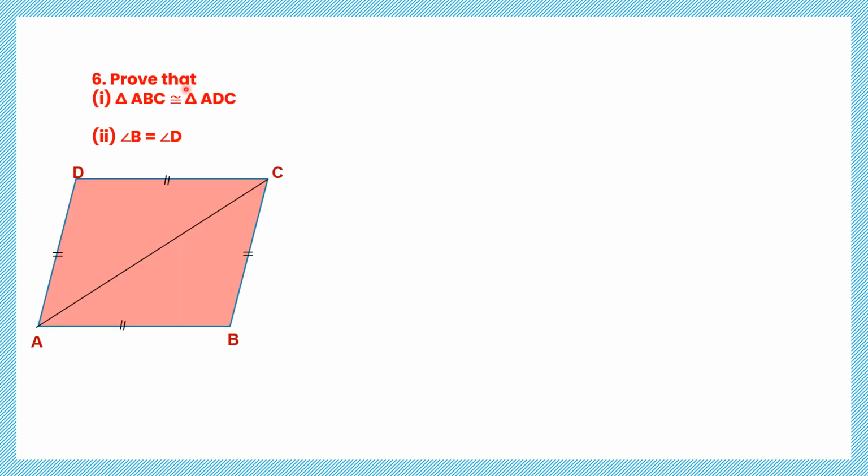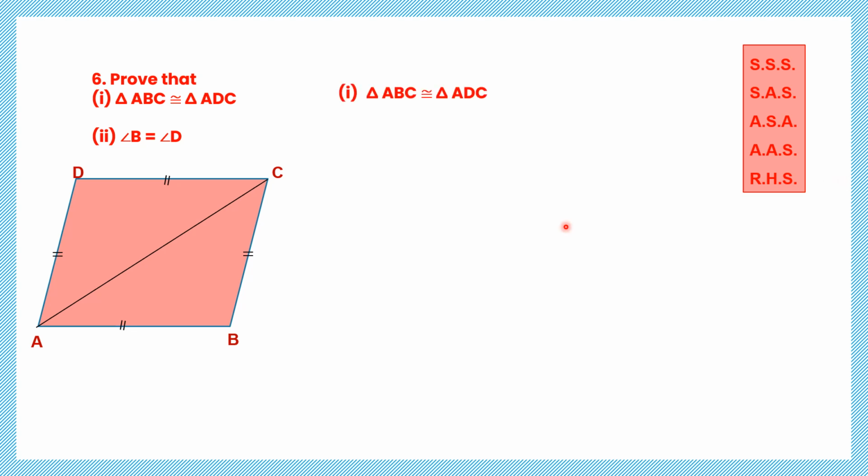Question 6. Prove that triangle ABC is congruent to triangle ADC. So we have ABC. We have to prove that this triangle is congruent to this triangle, that is ADC. That these two triangles are congruent, we have to prove it. So that's a set of axioms, the 5 axioms or the 5 conditions we have, and let's see which one we can apply to prove that these two triangles are congruent.